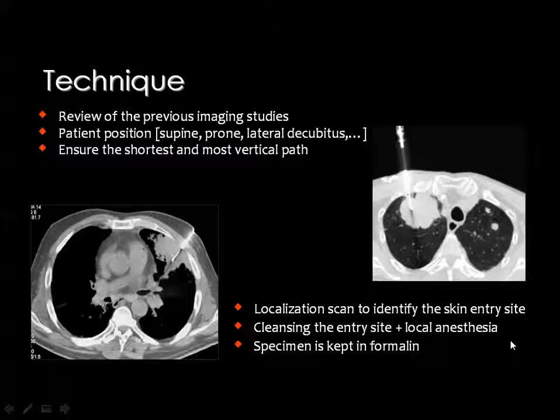Then you measure the distance from the skin to the central part of the lesion, and you mark this distance on the needle, and you push your needle inside the lesion. Then you take a section, or if you have a fluoroscopy CT, you can see the introduction of the needle until it reaches the site of the lesion. Then you push the inner needle and you get your core, and you go out after that.